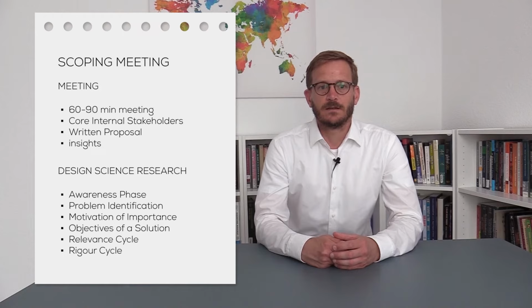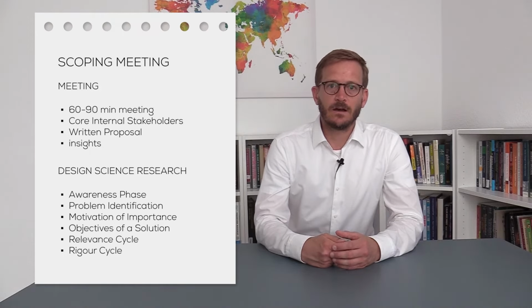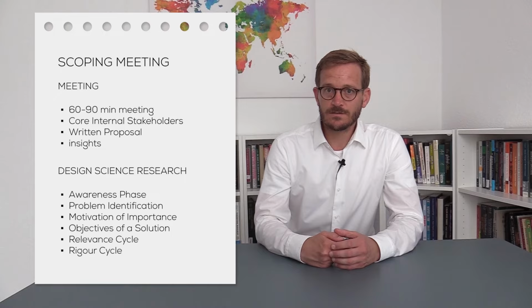So that might all sound relatively familiar, but how does design science research underpin that project design? Well, the initial meeting can be thought of as a scoping meeting. It involves the core stakeholders of the firm and the intended goal is a written report to ensure a shared understanding of the goals for the project.